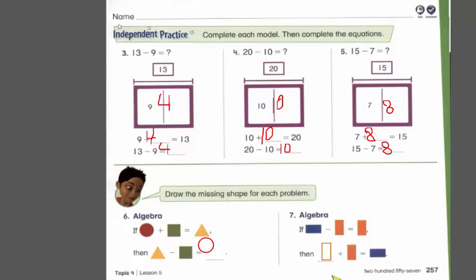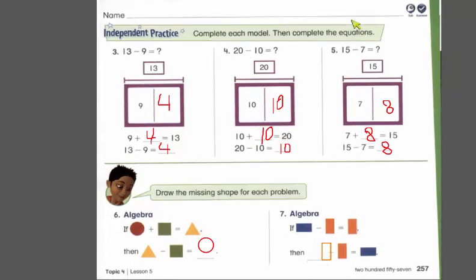Then here for number 6 and 7, can we substitute these shapes with numbers? So, Mrs. Iman, we will be sure 100% that we answered correctly. Yes, you can do a double check. No problem. How will we do a double check? Let me show you.